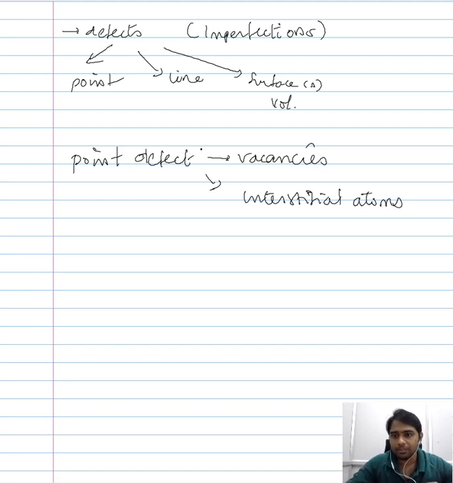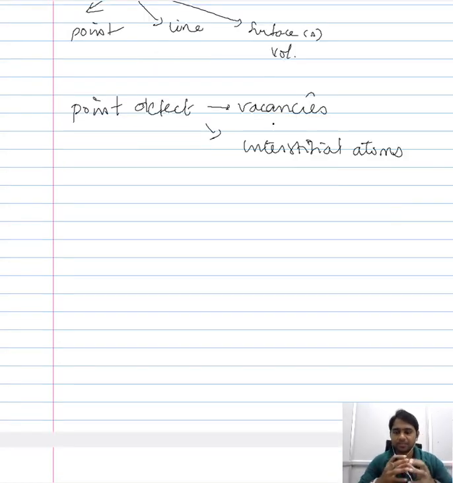Now, the point defects, or particularly the vacancies or the interstitial atoms, are possible for us to identify because in a crystalline material, the atoms occupy specific positions. Only when we are able to understand or realize the specific positions of the atoms will we be able to realize the vacancies or the interstitial atoms.